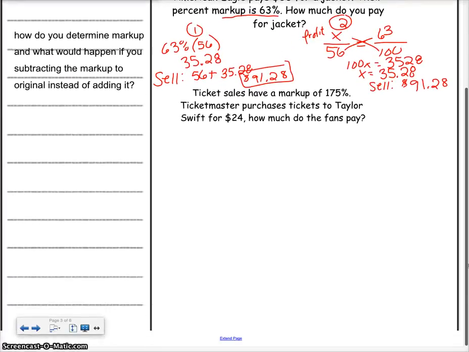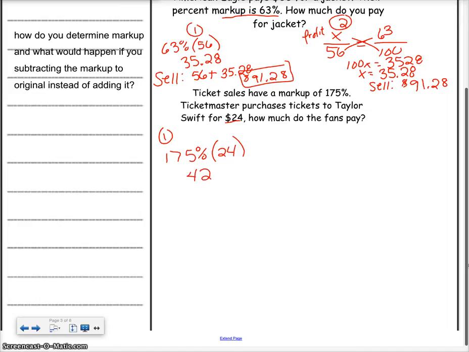Ticketmaster purchases tickets to Taylor Swift for 24 bucks. How much are the fans going to pay? So method 1, percent times amount. So I can go 175% times 24. So 175% times 24 is 42. That is how much profit they're going to make.